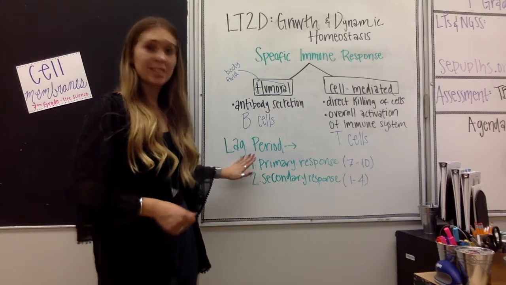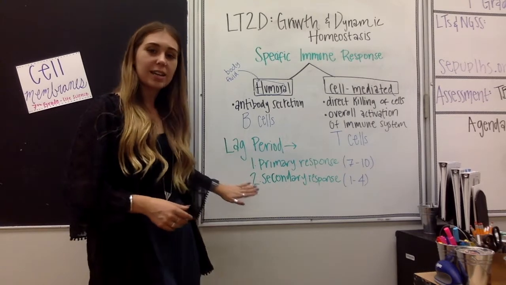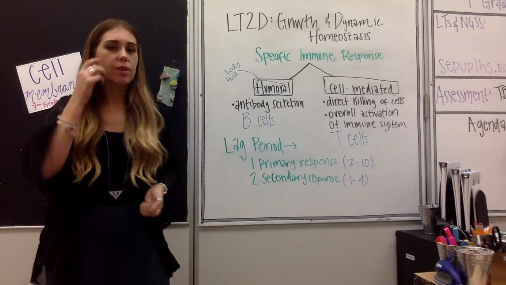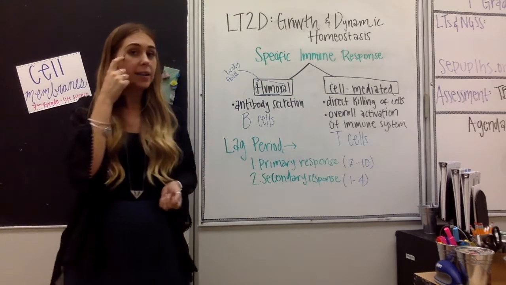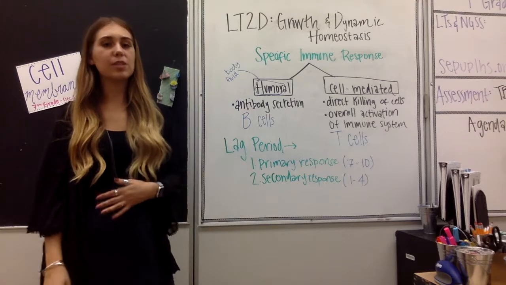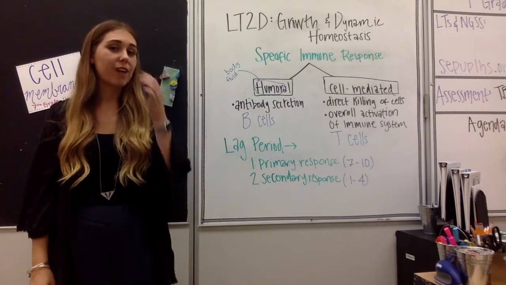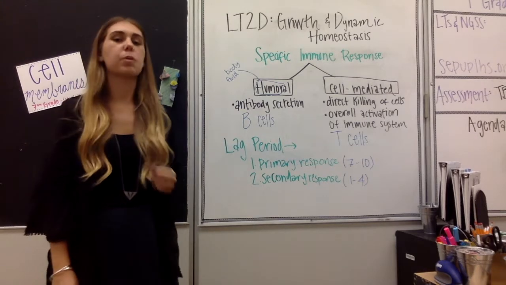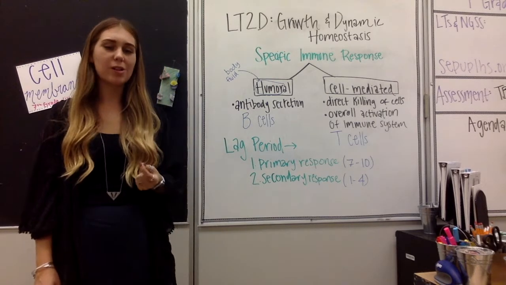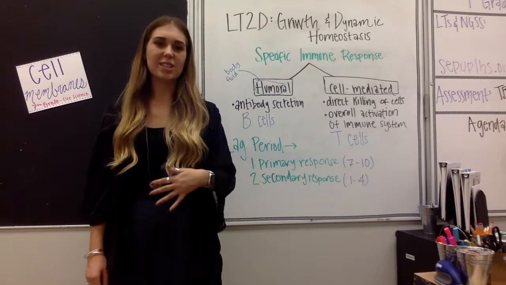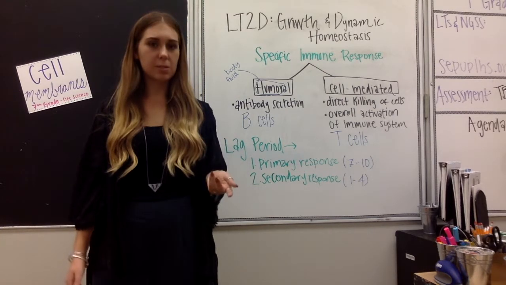So the primary response takes a long time to fight that infection. Secondary exposure is really quick. Now, this is our idea behind vaccinations and why we do this. If you go to the doctor's office and they give you your vaccine, they're actually exposing you to a small amount of those antigens. Now, if our body is exposed to those antigens, we respond.